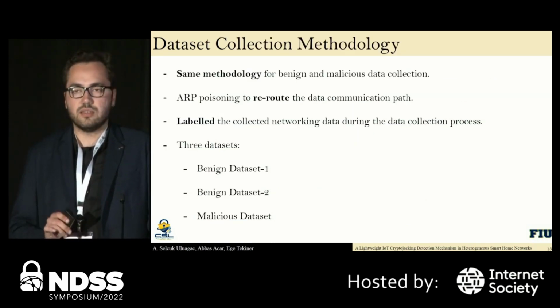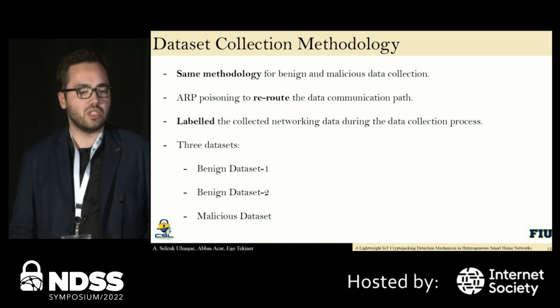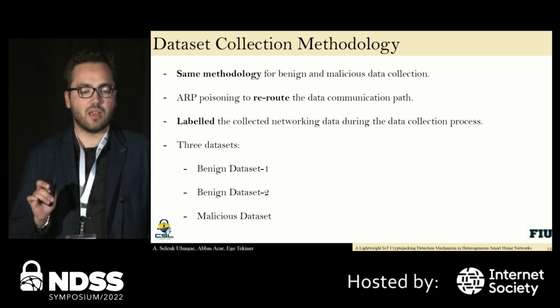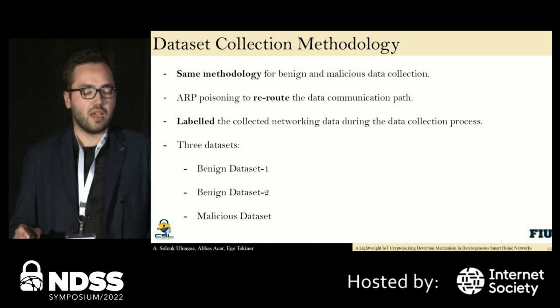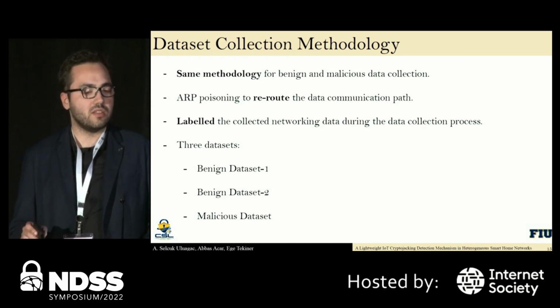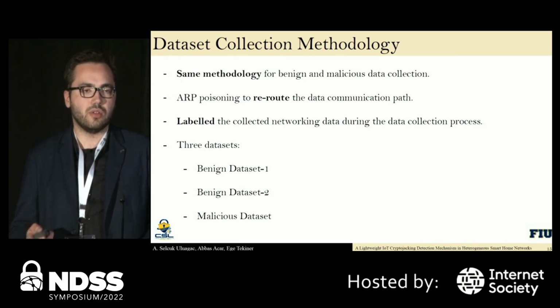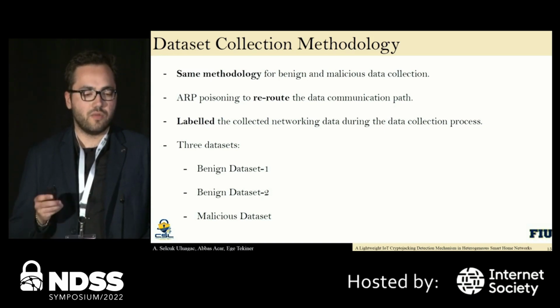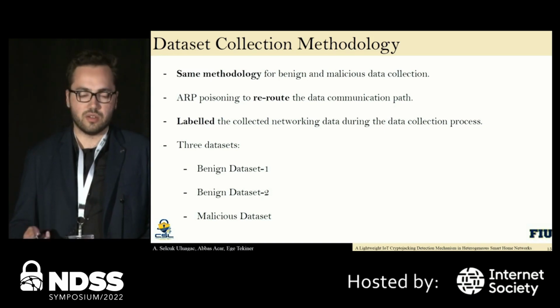In our dataset collection methodology, we use the same methodology for benign and malicious data collection, and we used ARP poisoning to reroute the data communication path to be able to collect specific packets from specific devices. And we also labeled the collected networking data during the data collection process. So while we were collecting data, we knew whether the data was malicious or not. We actually used three datasets for all our experiments: our first benign dataset, our second benign dataset, and our malicious dataset.